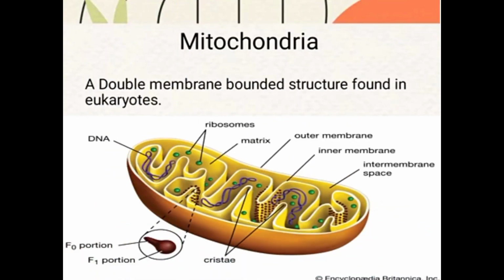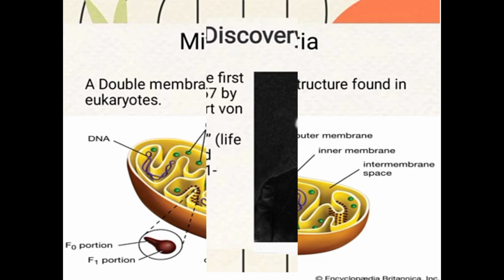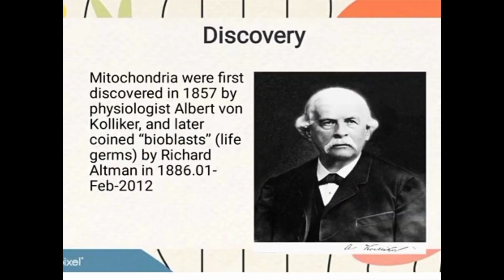The next organelle under discussion is mitochondria. A double-membrane-bounded structure found in eukaryotes is known as mitochondria. These were first discovered in 1857 by physiologist Albert von Kolliker and later coined bioblasts by Richard Altmann in 1886. Bioblast means life germs.